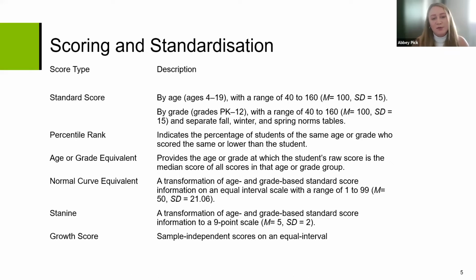You can see the types of derived scores that are yielded by the WIAT 3 UK composites and subtests. So there is the score type, the standard score, percentile ranks, age or grade equivalent, normal curve equivalent, the stanine and growth score. So in regards to the standardisation of the test, the normative sample included was 744 students aged between 4 years and 25 years, 11 months. And these were divided into 14 different age bands.